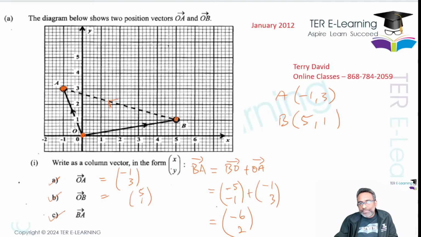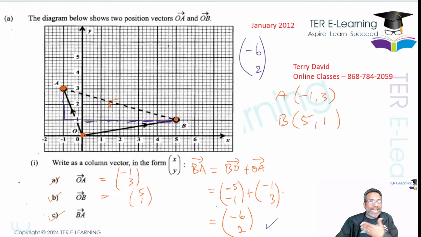That is by calculation. But let me get a darker color here. You could have also done it like this. If I want to go from B to E, I'm going backwards: 1, 2, 3, 4, 5, 6 to the left, so you should go negative 6. And then you go 1, 2 upwards, so therefore this is going to be 2. So just by looking at the diagram, I could have figured out that the vector is (-6, 2). Or I can do it by calculation and I'll get the same answer. They can't penalize you for whatever method you use. Once you get the same answer, that's all they want to know.